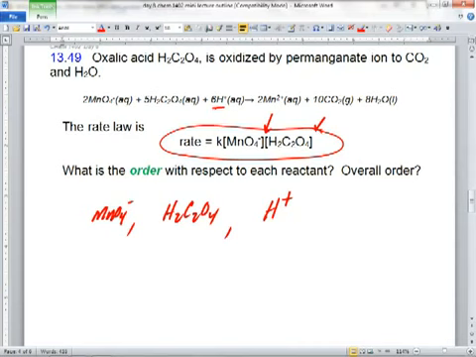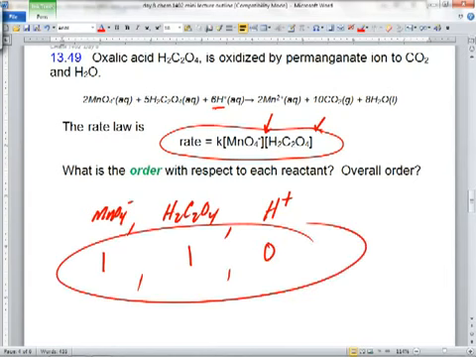Anything to the 0 is 1. It's hard to see. When they write this stuff, it's always assumed what's up there? A 1. It's always assumed. And we never write the 1. We should, since these orders are such a big stinking deal, but they don't. So the order for permanganate is 1. The order for everybody is 1 again. Now here's a trick question. The order for H plus is 0.